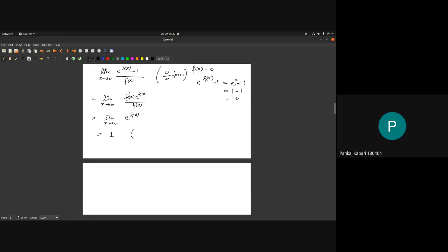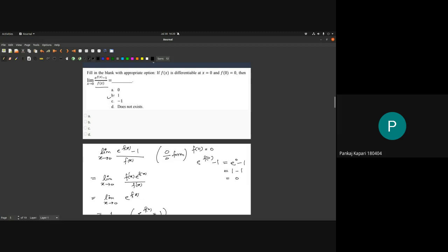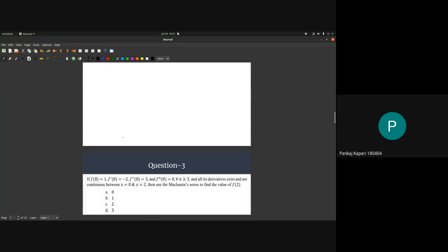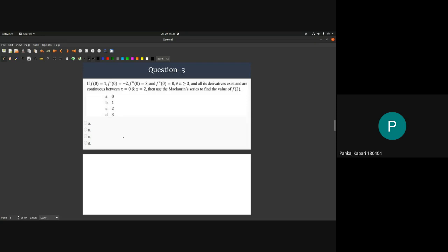Right? Why? Because the limit is e to the power f of 0, which is 1. So option B is correct in this. Now let's discuss one problem related to Taylor's series or Taylor polynomial or Taylor's mean value theorem.